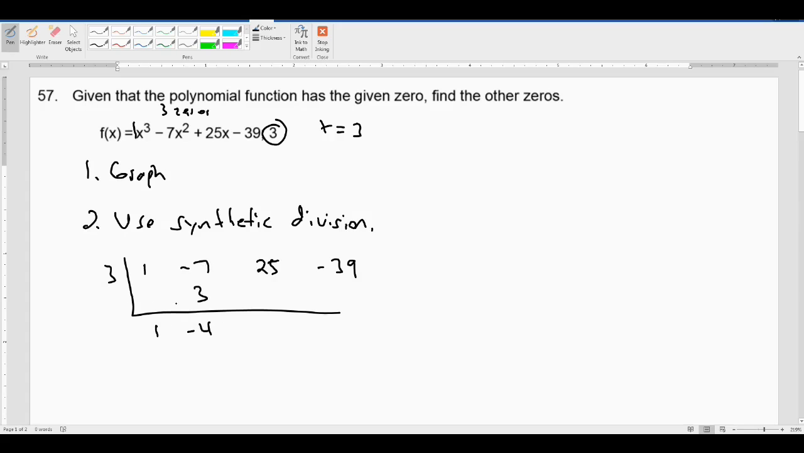Negative 7 plus 3 is negative 4. 3 times negative 4 is negative 12. Add 25 and negative 12, you get 13. Multiply 3 times 13, you get 39. And when you get 0, which we better get, it means we did everything correctly.